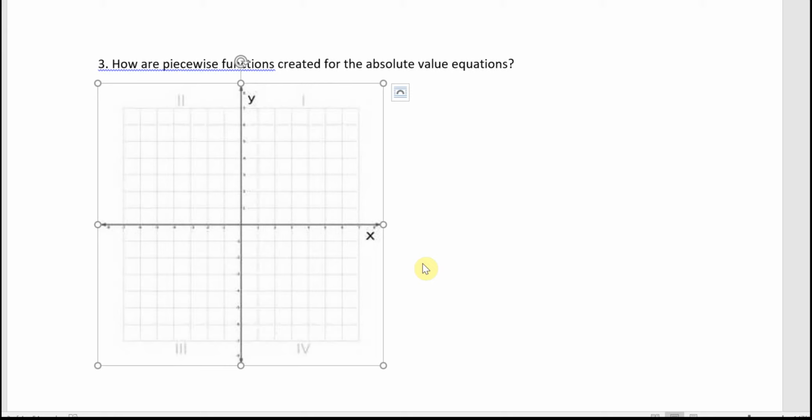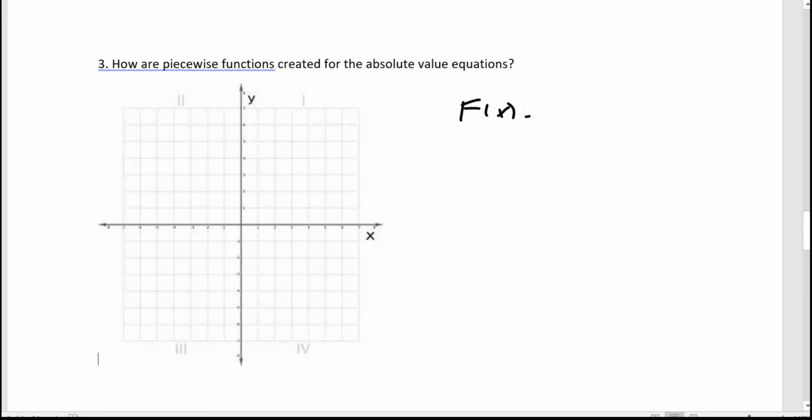Okay, so now there was this question about how piecewise functions are created from an absolute value equation. So I'm going to give you a graph that goes along with it, so that we can figure out what's going on graphically as well as algebraically. But probably the easiest thing is if we have some absolute value function, we can make it as complicated or not as we want.